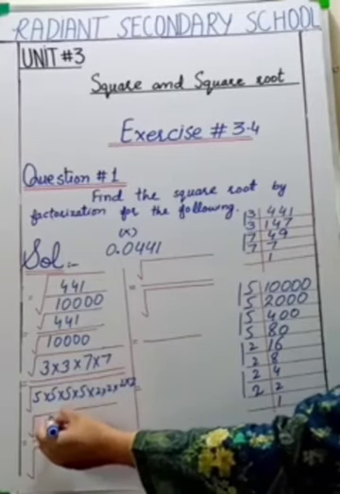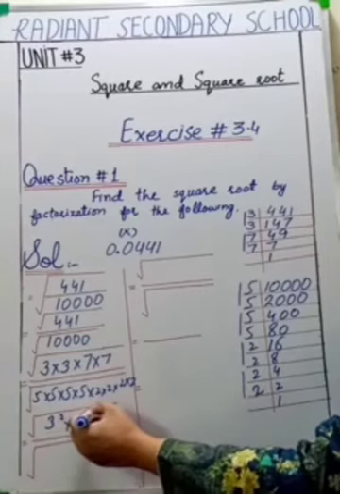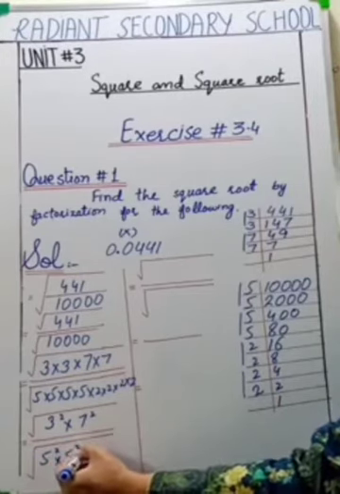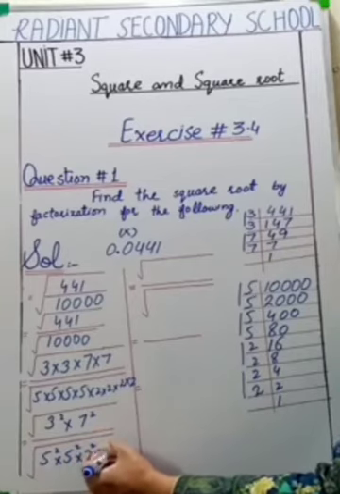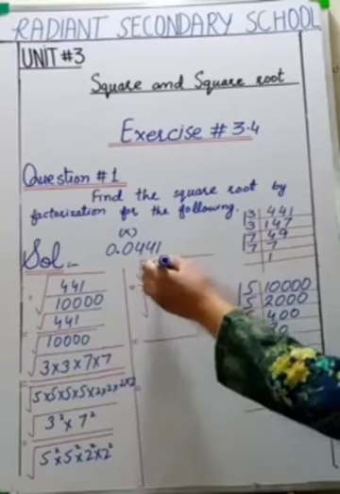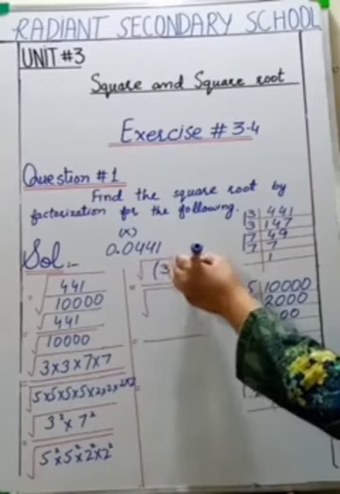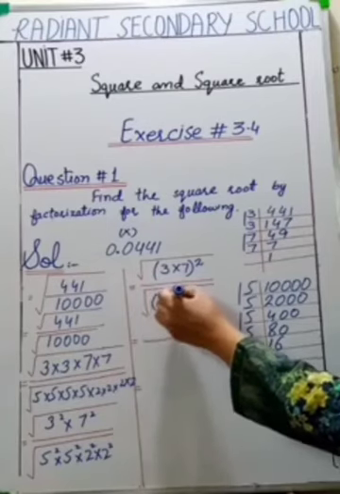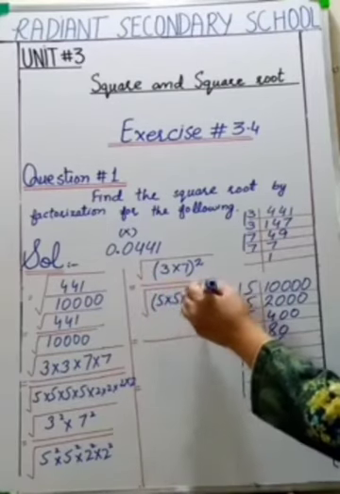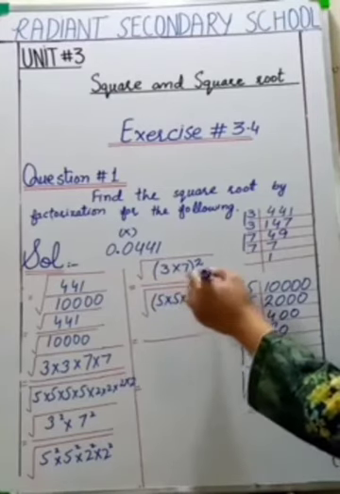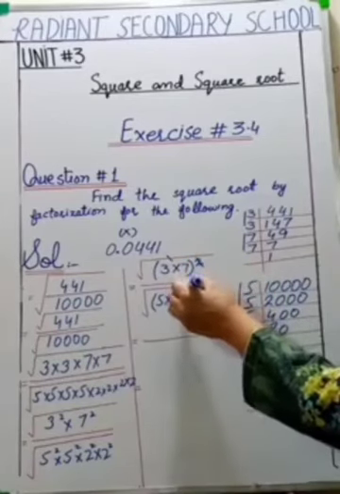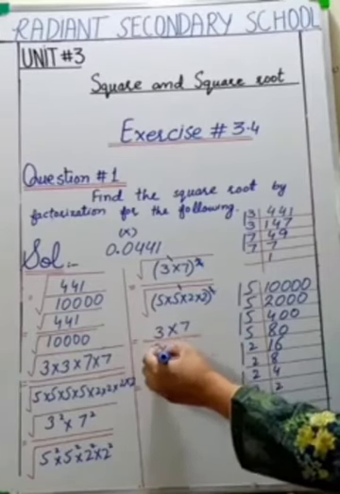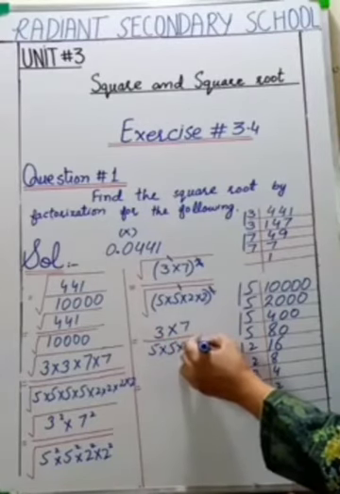Then write them in square form: 3 square into 7 square over 5 square into 5 square into 2 square into 2 square. In the next step, I will take the square as common, 3 into 7 on the whole square, over 5 into 5 into 2 into 2 on the whole square. In this step, the square root and square will be cancelled out, and then you are left with 3 into 7 over 5 into 5 into 2 into 2.